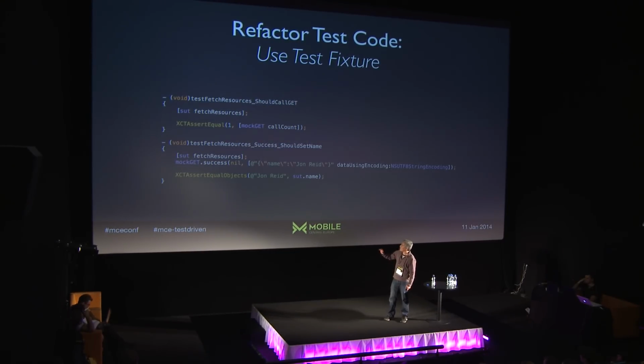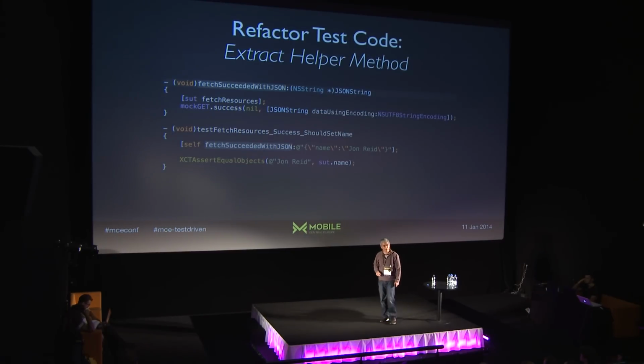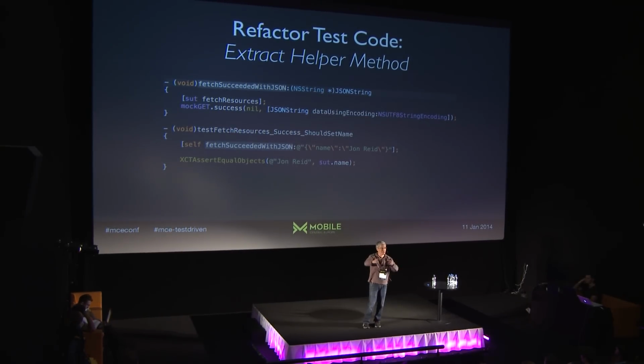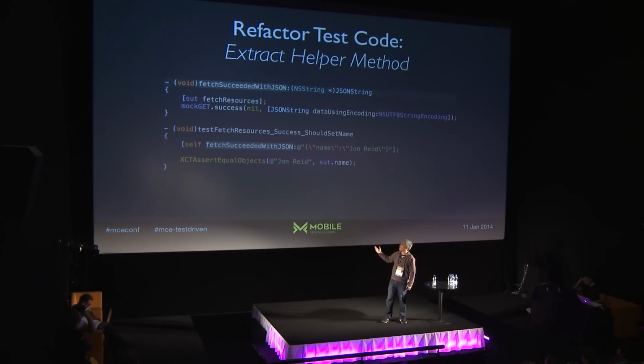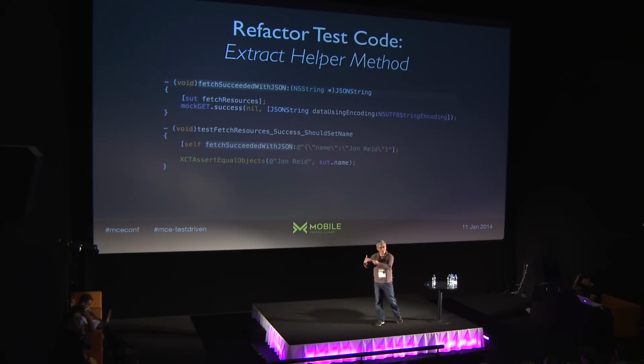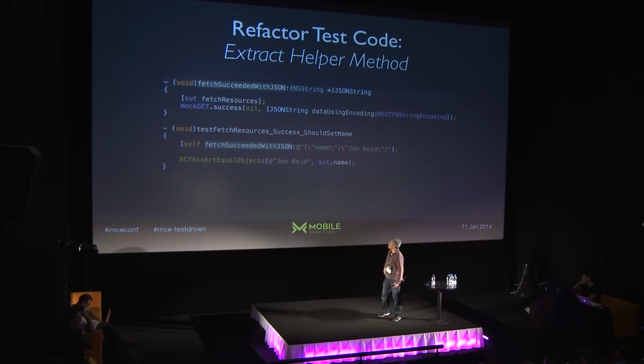I would like to take another step and extract a helper method. You can imagine many tests that try different forms of JSON, different JSON content. And I don't want to be repeating these lines all the time. So instead, I extract a helper method that will transform the string into NSData, and it will take care of calling fetch resources, because that's not really what I'm doing. That's just a pre-setup step to capture the success block so that it will be called. Look what it does to the test. Look how readable that test is.